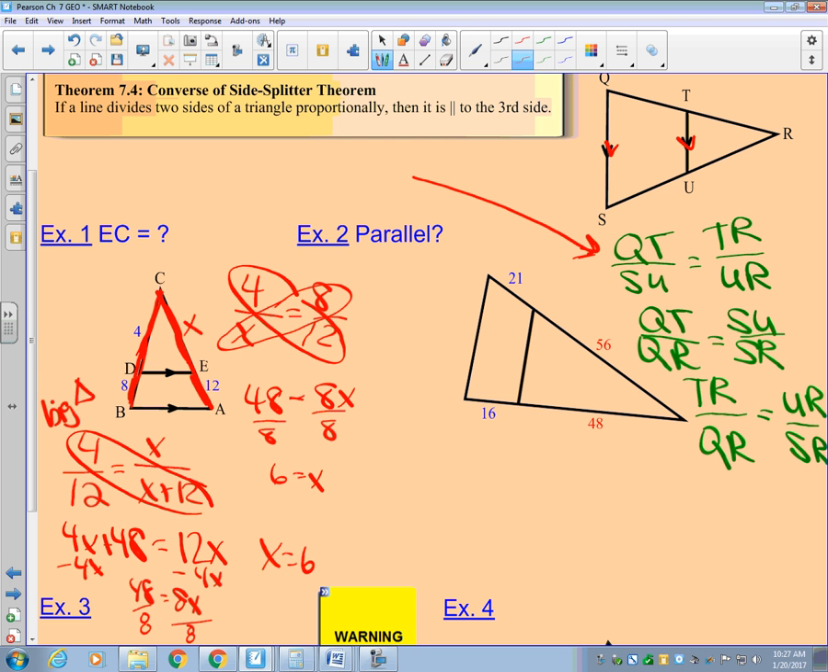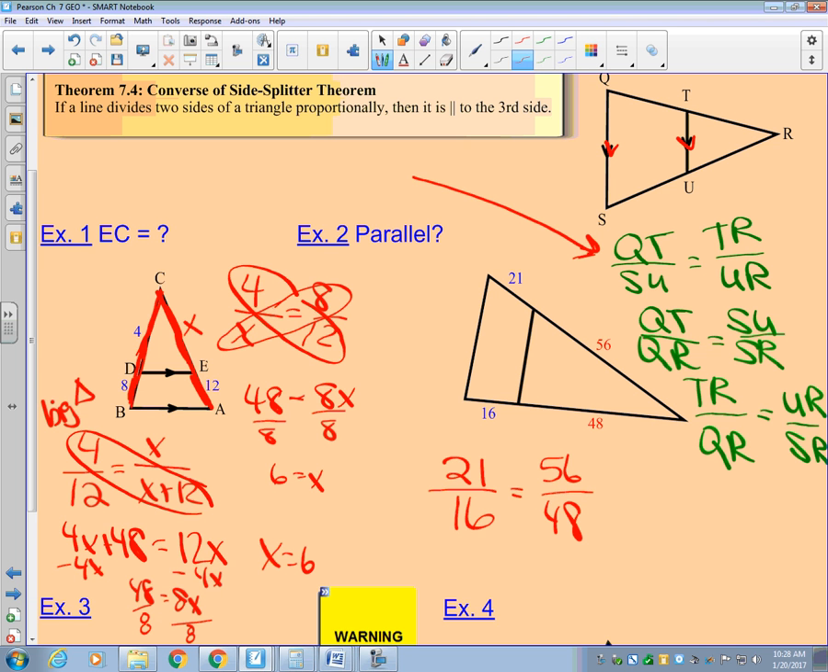Okay, we're going to answer this question in example 2. Are these lines parallel? So we are going to have to set up a proportion. So is QT, which for us is 21, over SU, which is 16, equal to TR, which is 56, over UR, which is 40? Are those two guys equal?